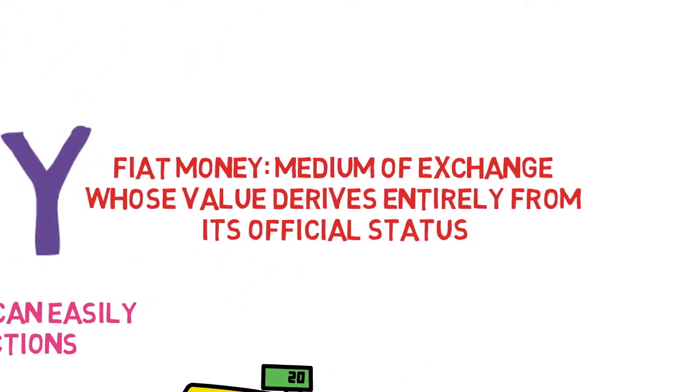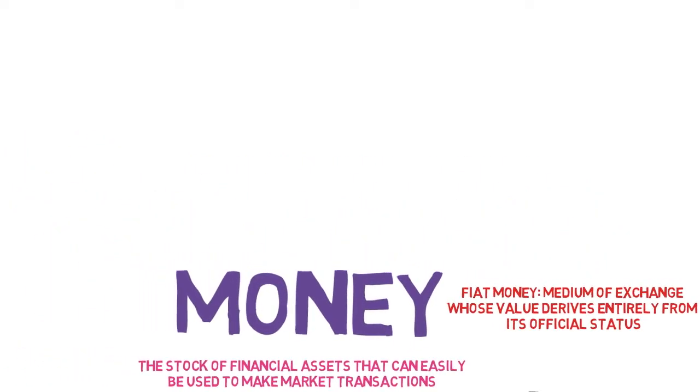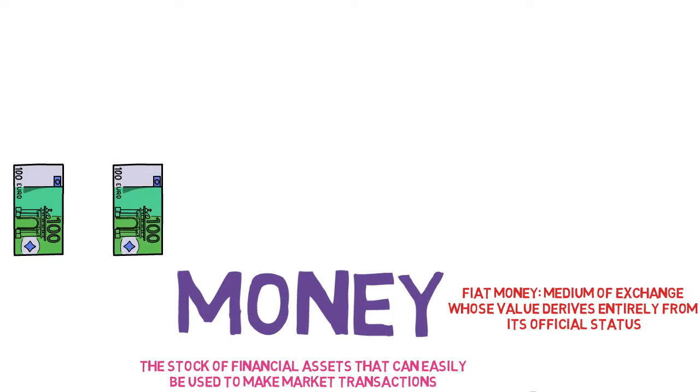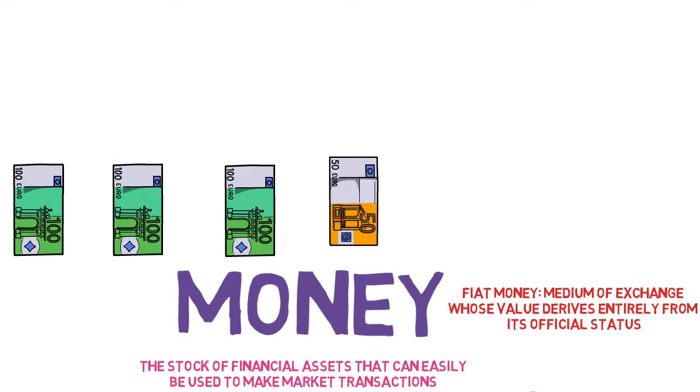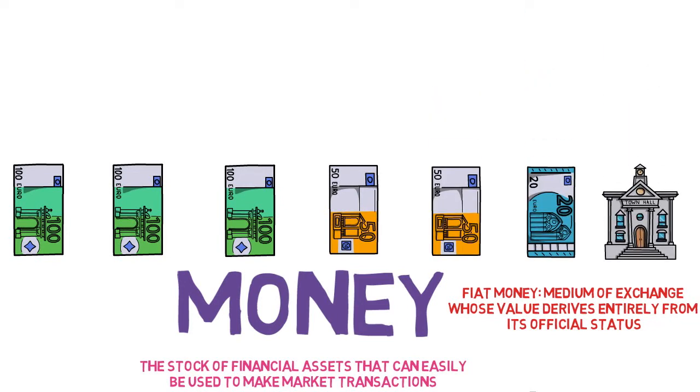Now, we can move on to the definition of the type of current money that we have. This is a medium of exchange whose value derives entirely from its official status. This is fiat money in the economy. And fiat money is backed by the government, which means all these euro notes that you can see before you are backed by the government and have to be accepted as legal tender. The body that's responsible for making sure that the value of money is maintained over time is the central bank. They're the ones that make sure that inflation doesn't skyrocket and therefore reduce the value of money.